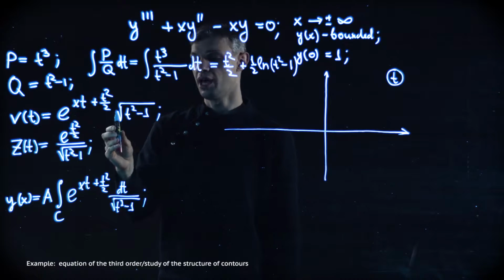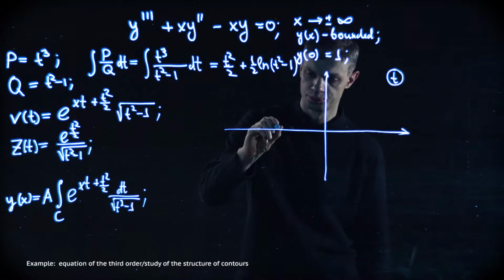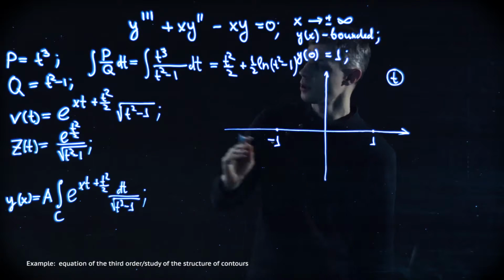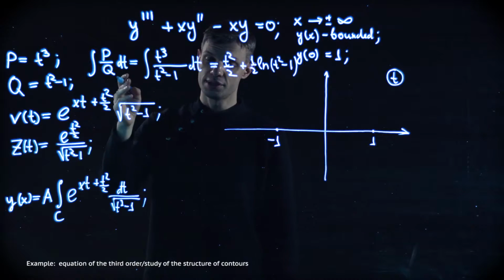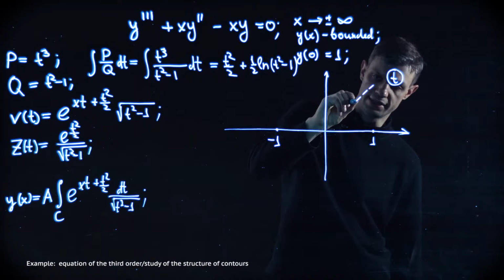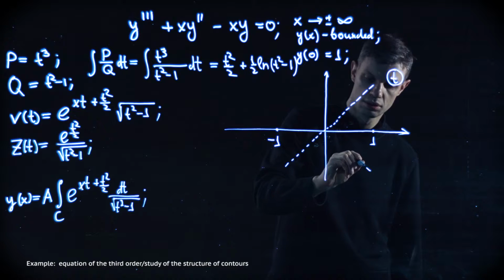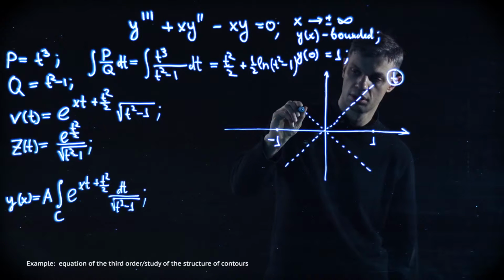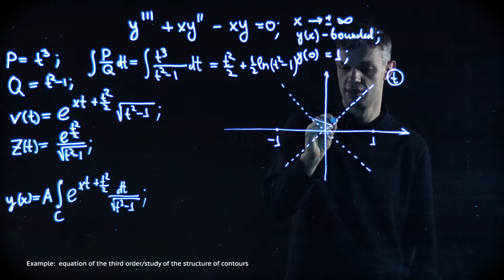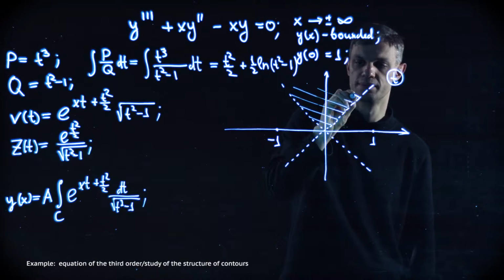Well, first we have these 2 points, 1 and -1, where v function vanishes. Also, we have entire regions. So there are lines with the slopes of 45 degrees where v function vanishes. Okay, so let's shade these regions.